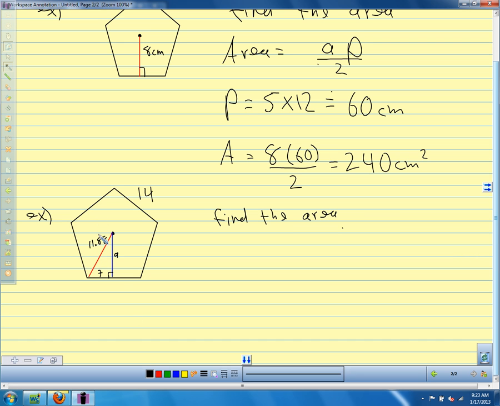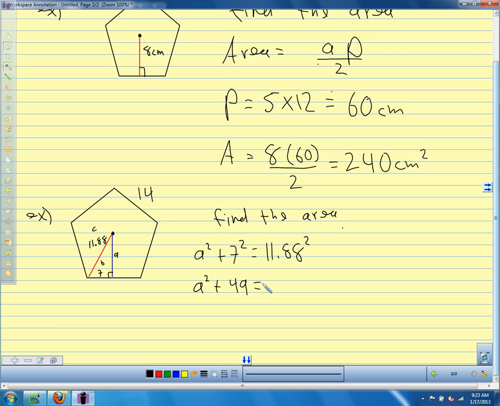So what side is 11.88? Is that C? That's C. That's a hypotenuse. It's the longest side. So this is C. We already have A, so we can call this side B for our Pythagorean Theorem. So we know that A squared plus 7 squared equals 11.88 squared. So A squared plus 49, 7 squared is 49, equals, and I'll plug 11.88 into my calculator to find what that is squared.